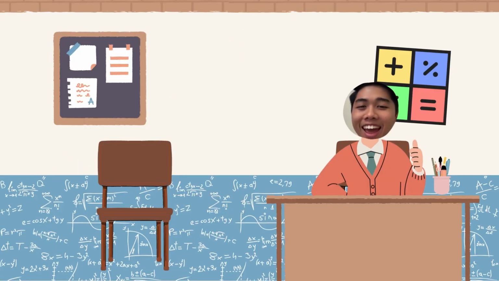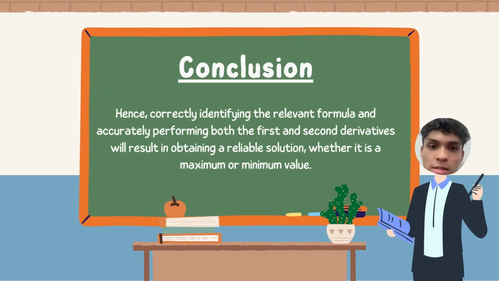So, the bell has rung! From our lesson today, I hope you can correctly identify the relevant formula and accurately perform both the first and second derivatives, which will result in obtaining a reliable solution, whether it is a maximum or a minimum problem.